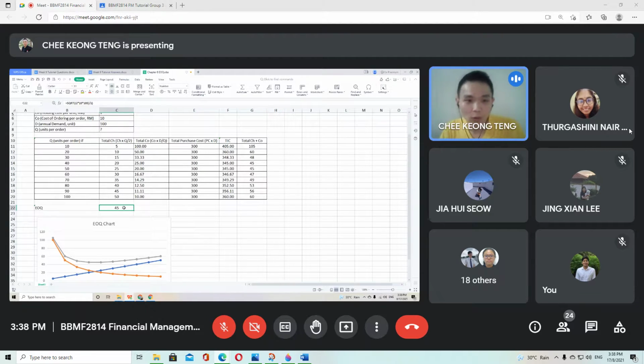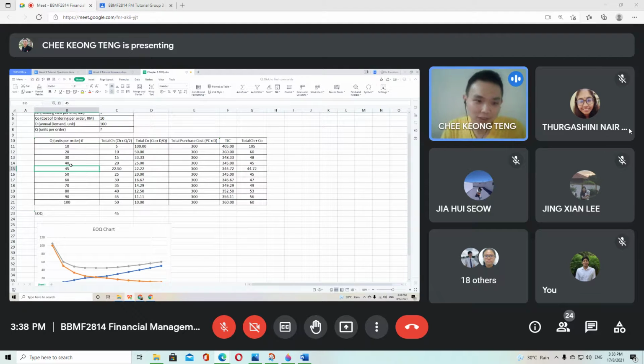Which means that if we follow 45, actually just now the data shows it is the best, because if you calculate, 45 is the best. If we use 45, you can see the calculation. Definitely it is the lowest cost. See, total cost of holding plus total cost of ordering is the lowest here. So 45 is always the best. It is the EOQ.